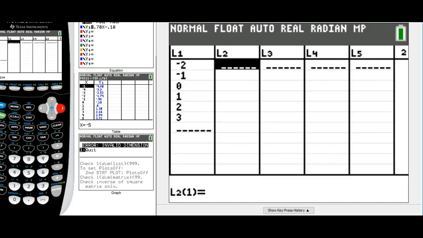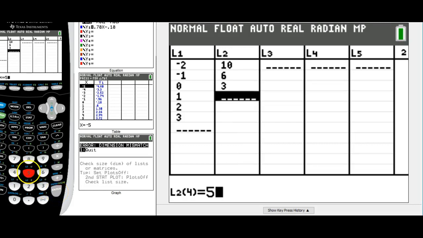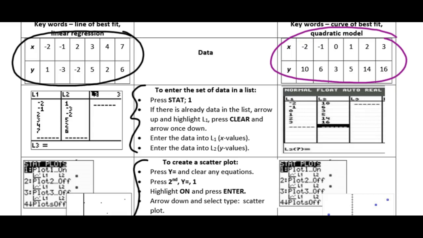And then go to our L2 and put in our Y's, 10, 6. Again, you can just look at your paper if you're getting behind or maybe even ahead. And that's how we put our data in. And always refer back to those notes if you have questions, because you can see over here, I did that right there. I put my data into my list.